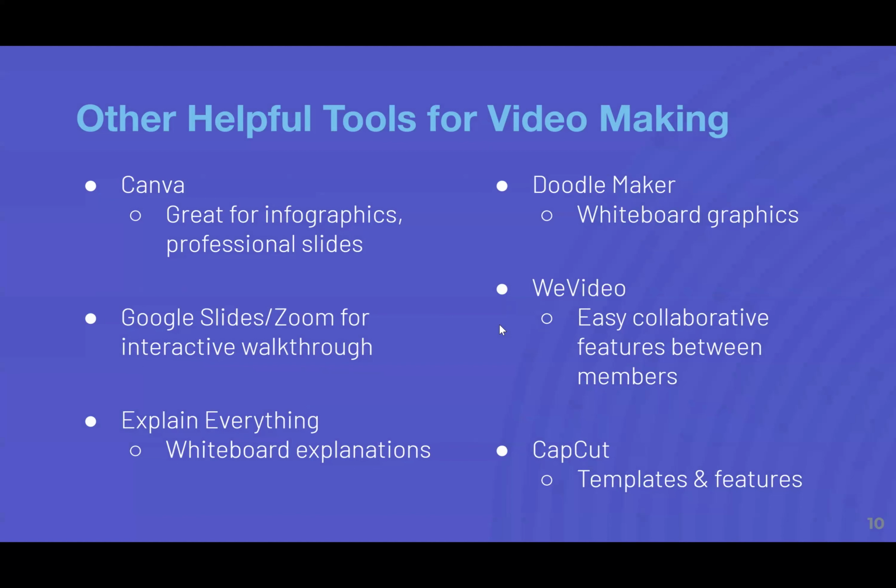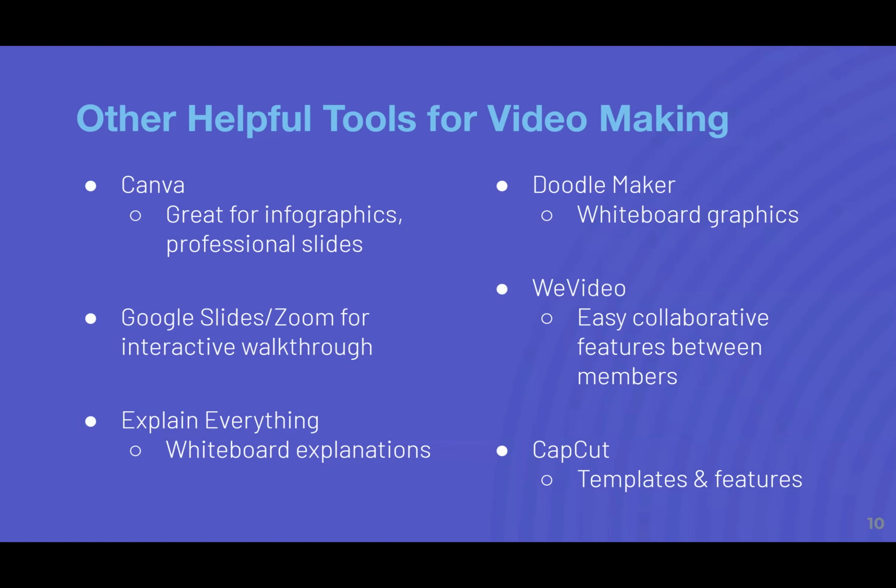So some other helpful tools for video making include Canva. We'll go through Canva, and I discovered that they have this pretty cool video feature where you can just record right on Canva, which is super helpful. And then you can also do Google Slides/Zoom for an interactive walkthrough. But I would recommend that if you do this, you go back and use iMovie or Screencastify to edit in an initial cinematic part in the beginning, which is super helpful in showing that it's not really just you going through slides.